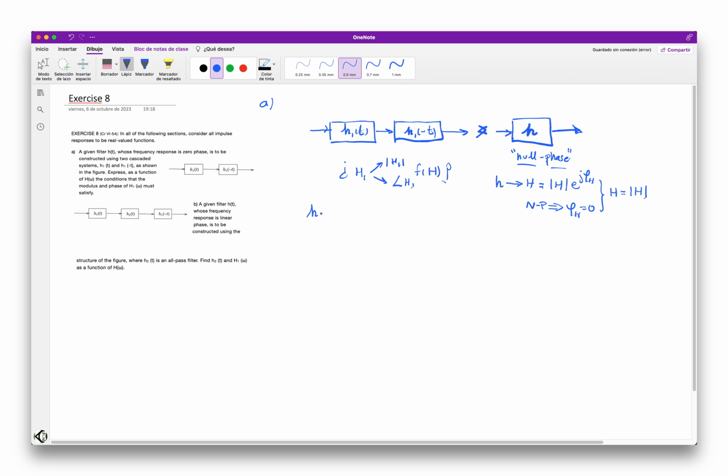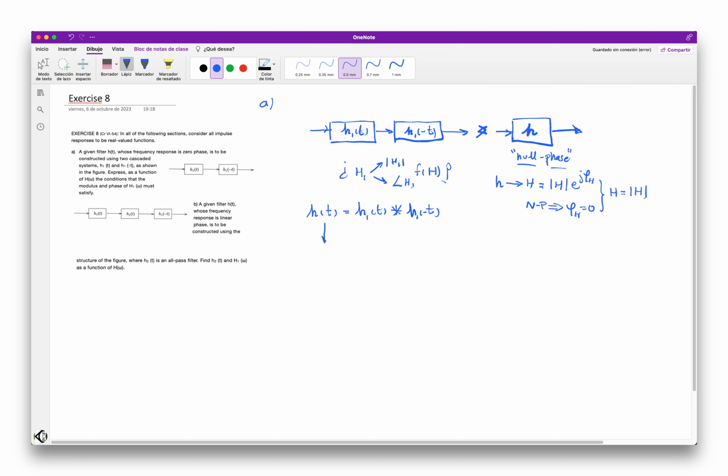They are telling us that we want to make a system with response h of t, which is the cascading of h1 of t with h1 of minus t. And cascading, remember from the first part of the subject, means convolution. So we need to find h1 such that it behaves like this, with h being null phase.